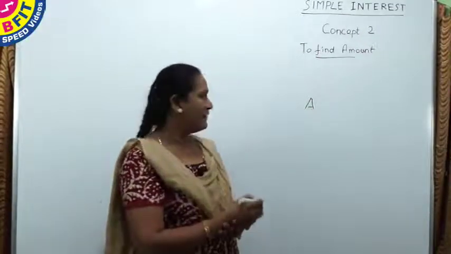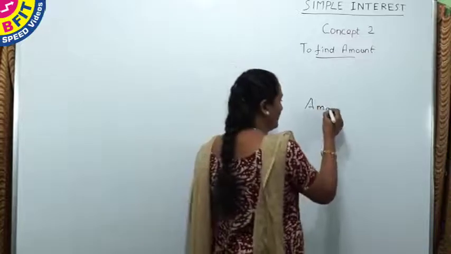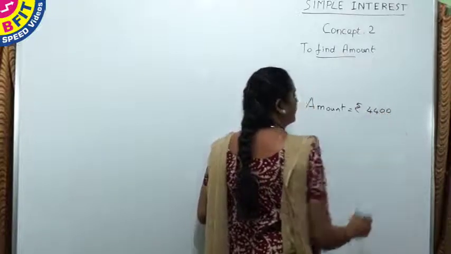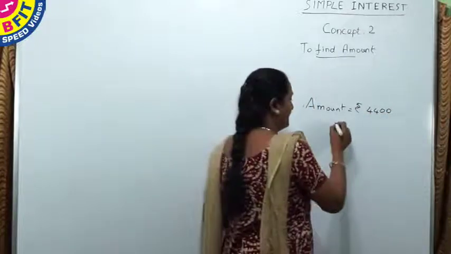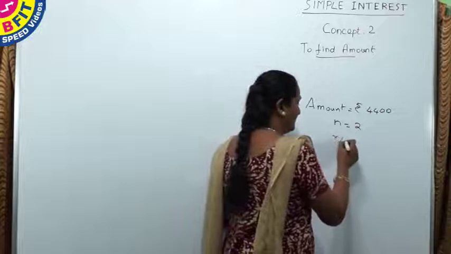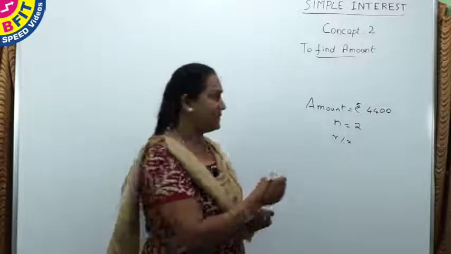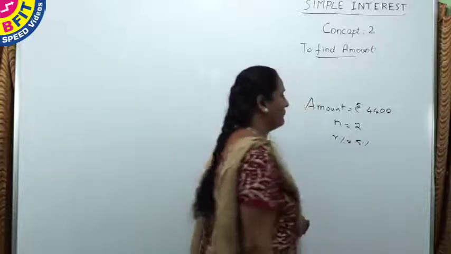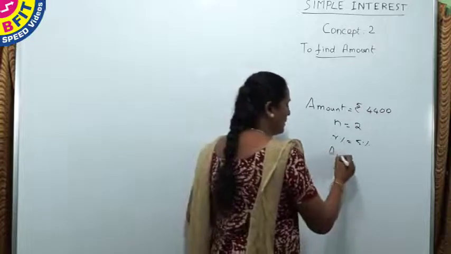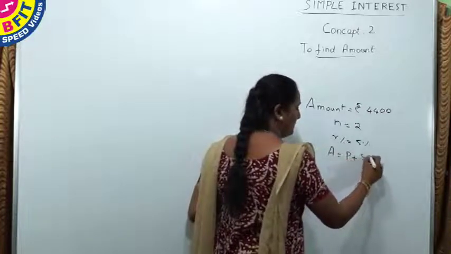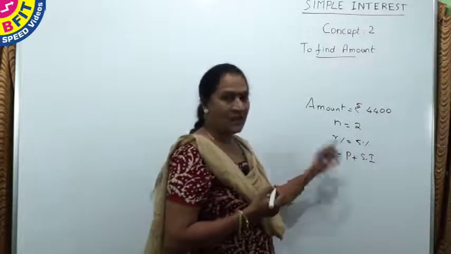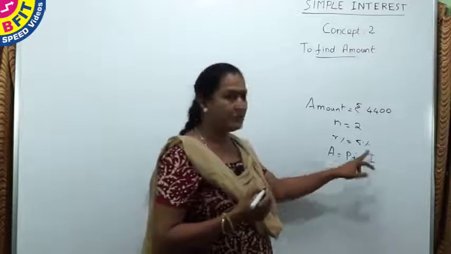In this question we have the amount, which is given as 4,400. The number of years is 2 and the rate percent is 5%. In simple interest, how do we calculate the amount? The amount is got by the principal plus simple interest. In this the principal is needed, so we'll have this P as such, and substitute for the simple interest.